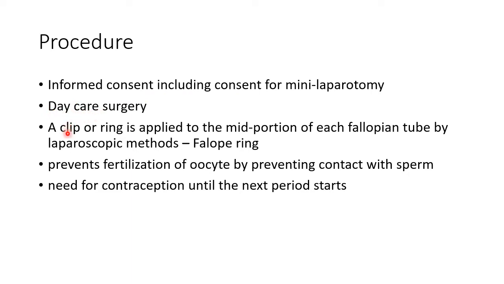In this, a clip or ring, usually fallopian ring, is applied to the mid portion of each fallopian tube by laparoscopic methods. This prevents fertilization of the oocyte by preventing contact with sperm. The woman should use another method of contraception after laparoscopic sterilization until the next period starts.